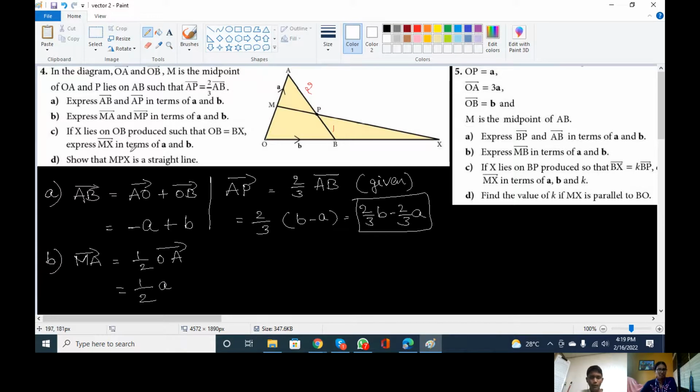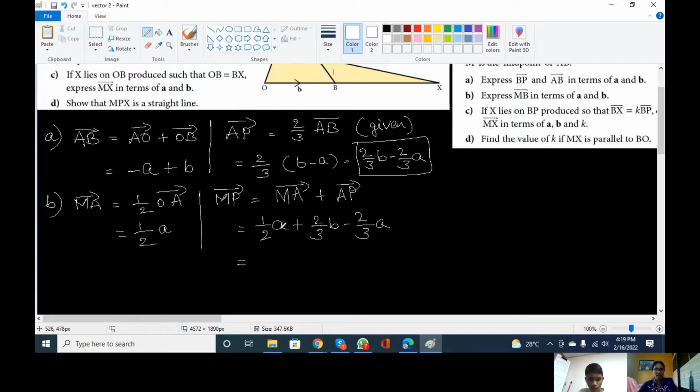Next, they asked MP. M to P can be written as MA plus AP. We already found MA is half of A, and we already know AP. Let's substitute 2/3 of B minus 2/3 of A.